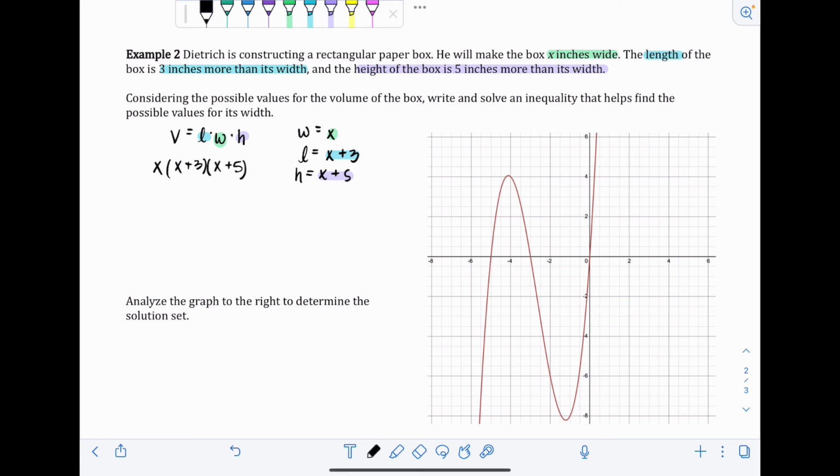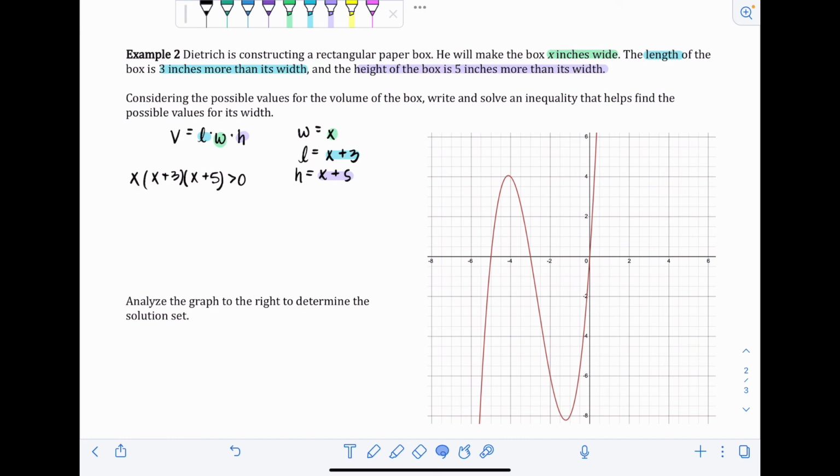And when it says "considering the possible values," it's kind of gearing towards getting us to write an inequality as opposed to an equation, because we don't know the actual volume. We just want to describe every single possibility. So volume just has to be positive. So we would write our inequality as greater than 0. So x times x plus 3 times x plus 5 has to be greater than 0. It's just our volume has to be positive. So that's why that whole thing needs to be greater than 0.